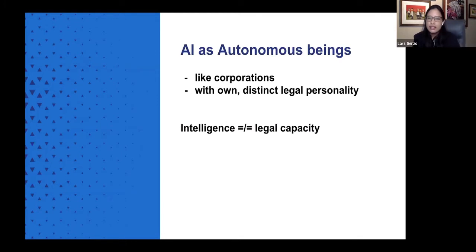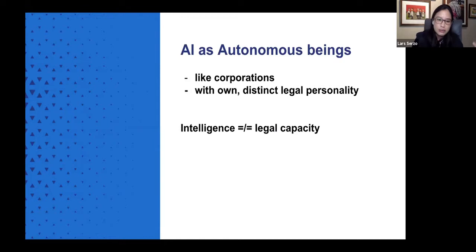And then last is the concept of looking at AI as autonomous beings. So basically this says that you could consider AI as having its own distinct legal personality, similar to corporations. And the main argument for this, although I think technologically we're not yet there, is that AI, if it continuously develops or how it's acting now, arguably could be said to be intelligent enough to make its own decisions.